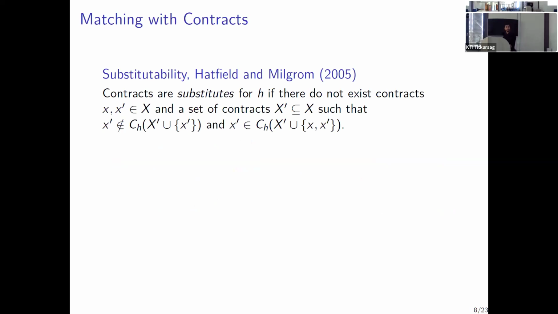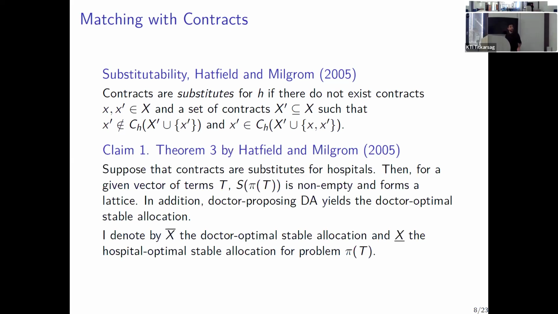I make one assumption, which is that contracts are substitutes for hospitals. By this, I mean that there is no complementarity between contracts for hospitals. So if we consider a set of contracts, if one contract in this set is not chosen by the hospital, then by adding more options, more contracts, this contract will still not be chosen. And when we have this condition, from the literature and the paper by Hatfield and Milgrom, we know that for any given terms vector, the set of stable allocations is non-empty and forms a lattice.